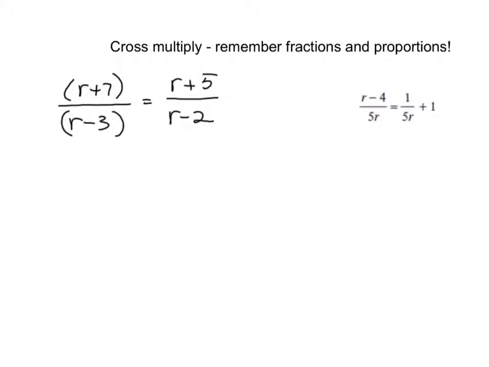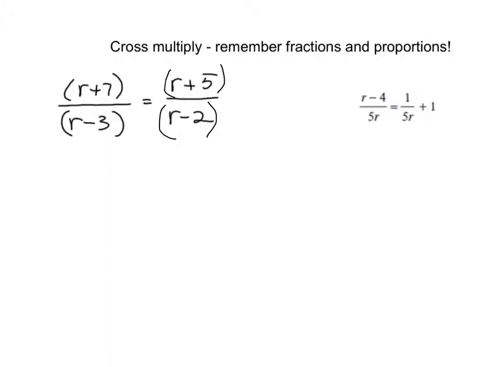Now, sometimes you will have a proportion set up. You will have two fractions equal to each other. So you'll notice here that r plus 5 and r minus 2 are two separate numbers. They both have r's in them, but if you put a number in there, those would be completely different numbers. So I have four completely different numbers.